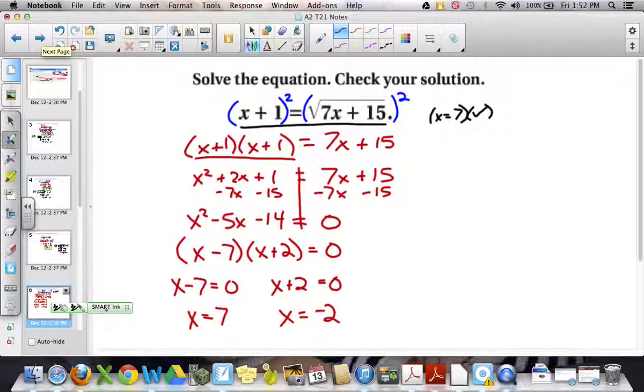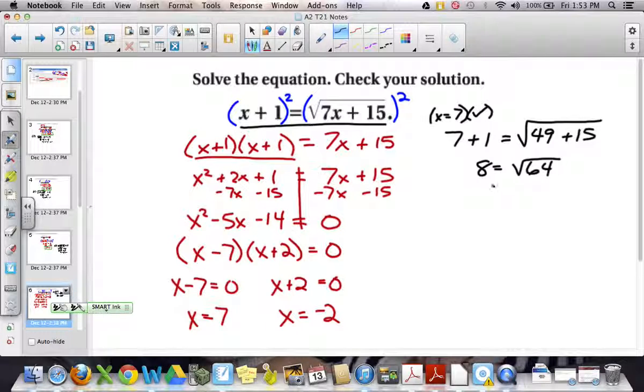So putting that into the original equation, I'd have 7 plus 1 equals the square root of 7 times 7, which is 49, plus 15. So we get 8 equals the square root of 64, which does equal. Okay, so 7 checks out, it works. But let's also check negative 2.